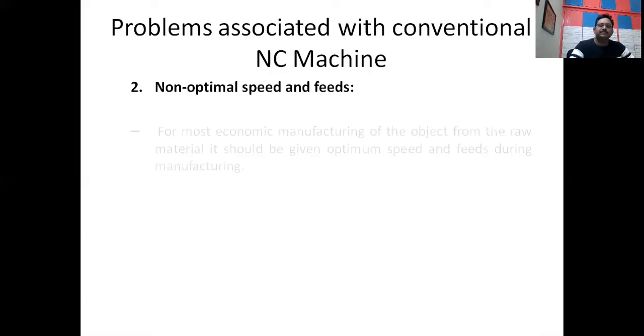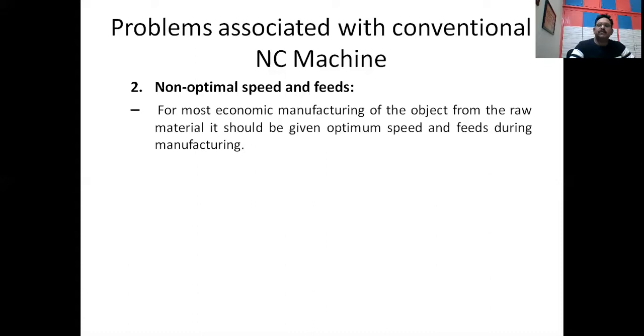Non-optimal speeds and feeds. For the most economic manufacturing of an object from raw material, it should be given optimum speed and feed during the manufacturing. Therefore, control of speeds and feeds matters. If a human operator is controlling, he will know whether to give more speed or less speed, based on the complexity of the shape and the type of material that he is using, both for the tool as well as the raw material, the workpiece.